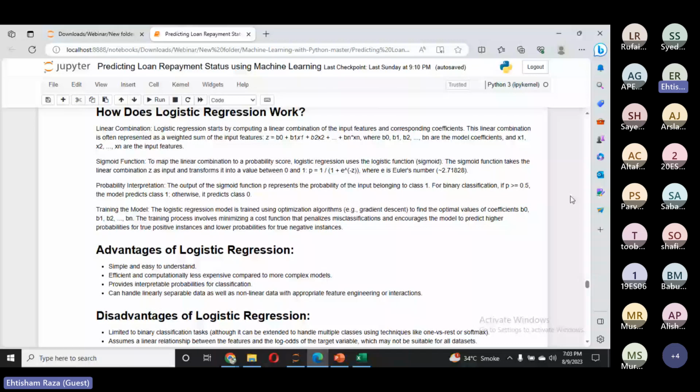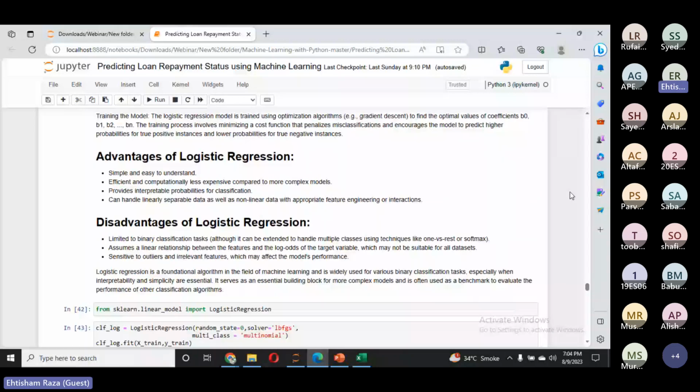It assumes a linear relationship. Yes, it assumes there is a linear relationship between the target and the predicted value. So it cannot handle a non-linear relationship.